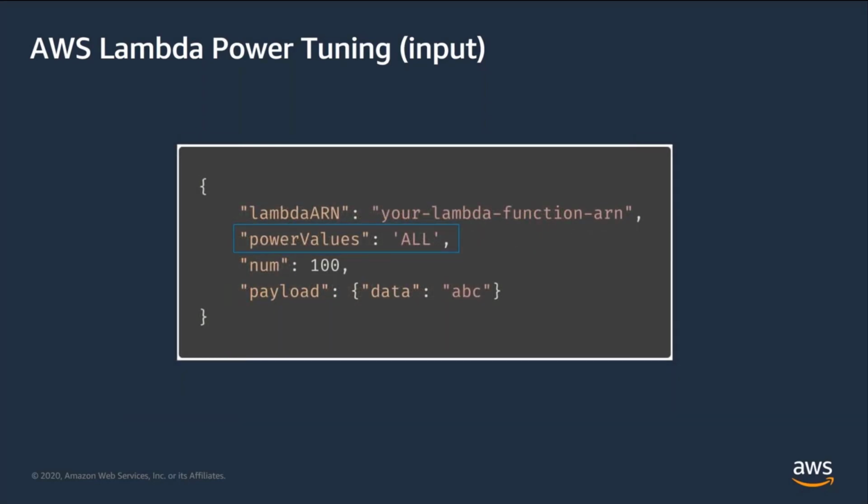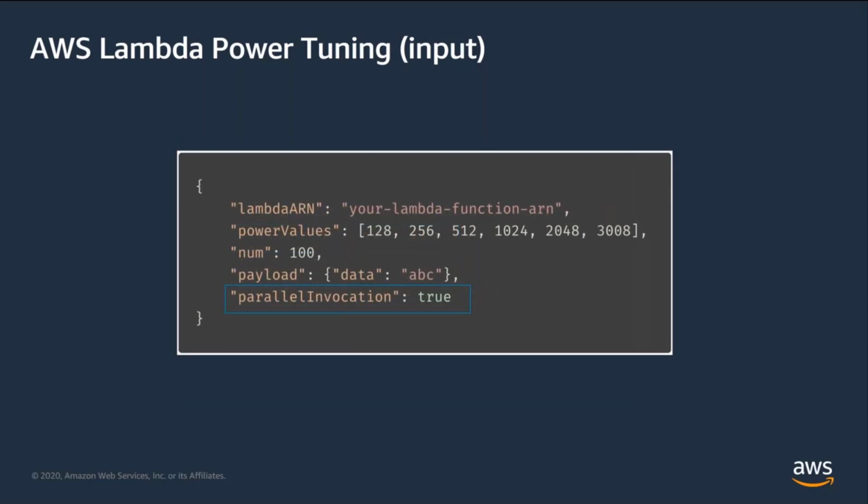If you want to test your function against every available memory range in 64 megabyte increments, specify all in the power values parameter. By default, this application runs tests sequentially. This ensures that your function calls are fair to other resources and creates a measurement of the execution time. Alternatively, you can have all of the tests run in parallel using the parallel invocation flag. Depending on how many iterations are set in the num parameter, you may find that these executions are throttled.